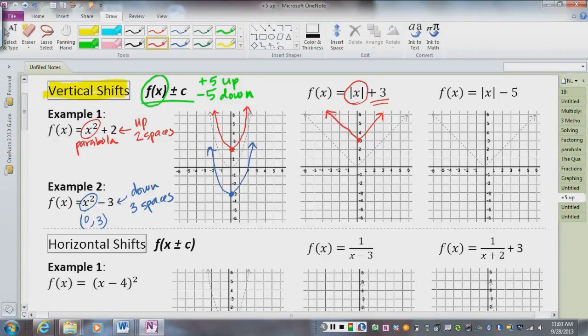For this last one, same idea. Here's my absolute value function, but now we're moving it down 5 units. Same shape as before, just down 5 units. And again, these are ugly graphs, but you get what we're doing here.